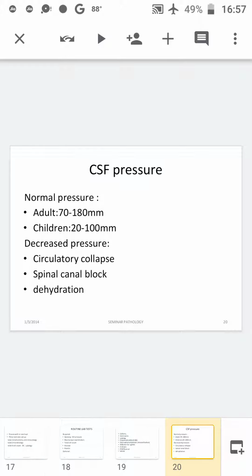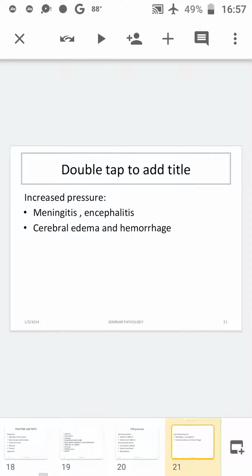Okay, first one is CSF pressure. Normal CSF pressure is 70 to 180 mm of water. Children have 20 to 100 mm of water. Decreased pressure is noted in case of circulatory collapse, spinal canal block and dehydration. Increased pressure is noted in case of meningitis, encephalitis, cerebral edema and hemorrhage.